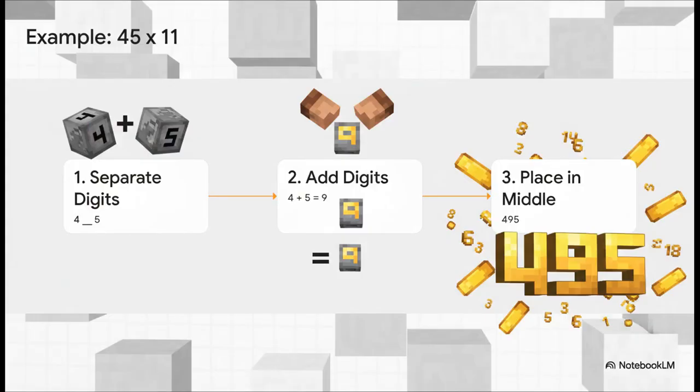Say we want to do 45 times 11. We take the 4 and the 5 and we kind of pull them apart. Then we add them together. 4 plus 5 is 9. We pop that 9 right in the middle and boom, 495. You don't even need a calculator. It's just simple, elegant, and fast.